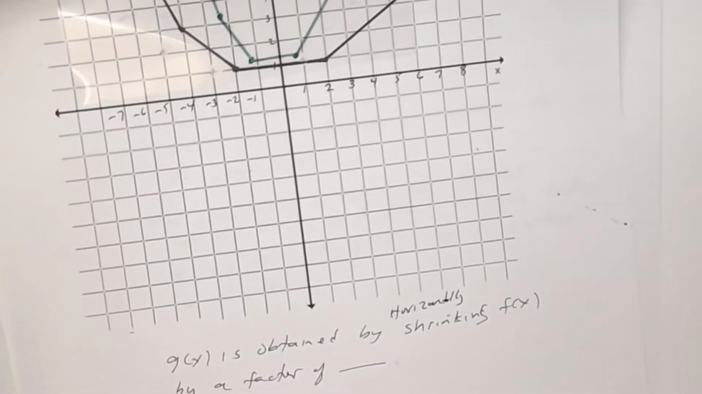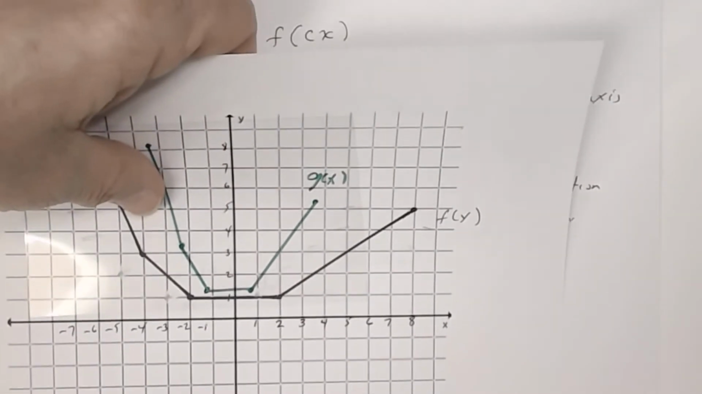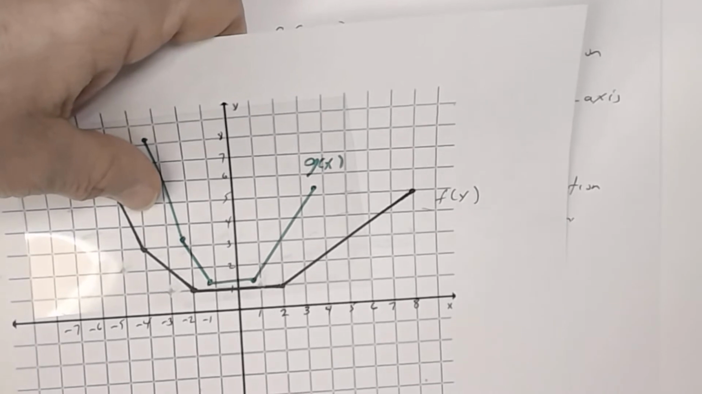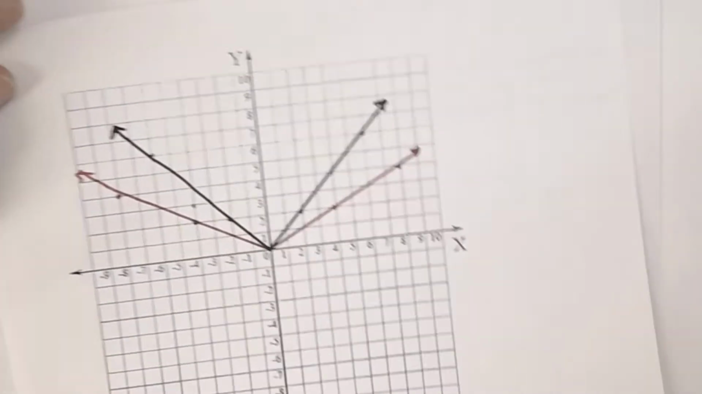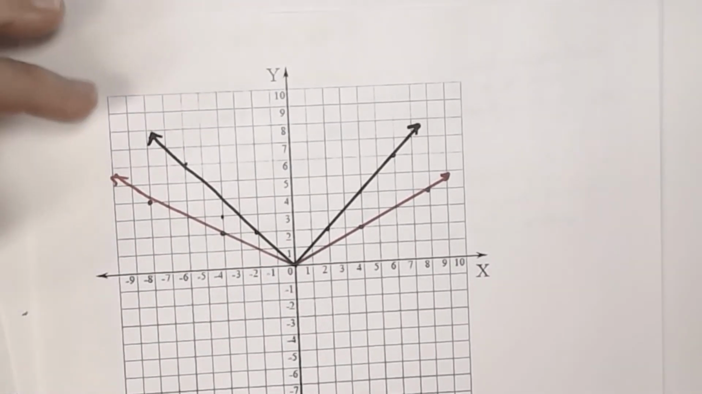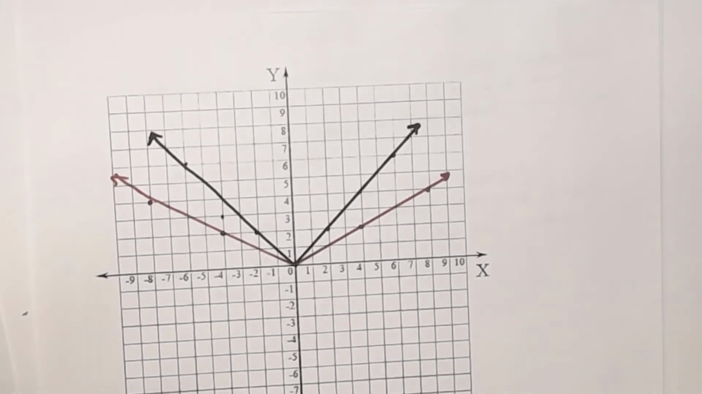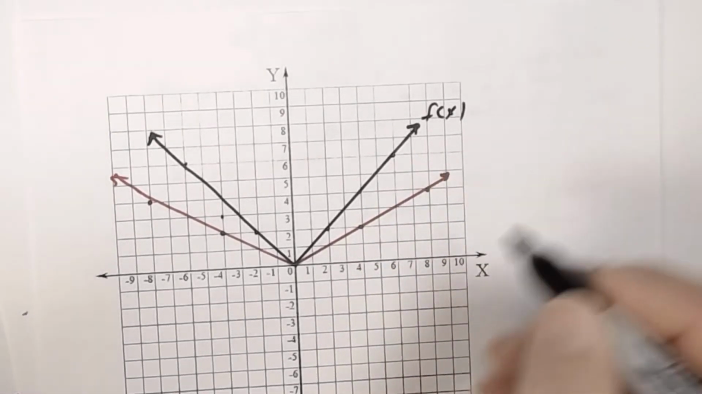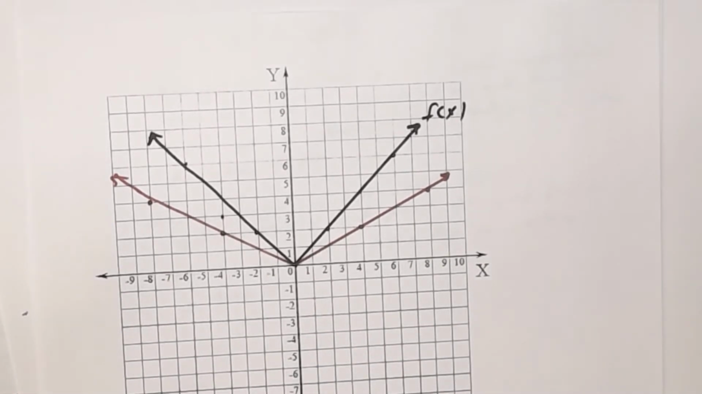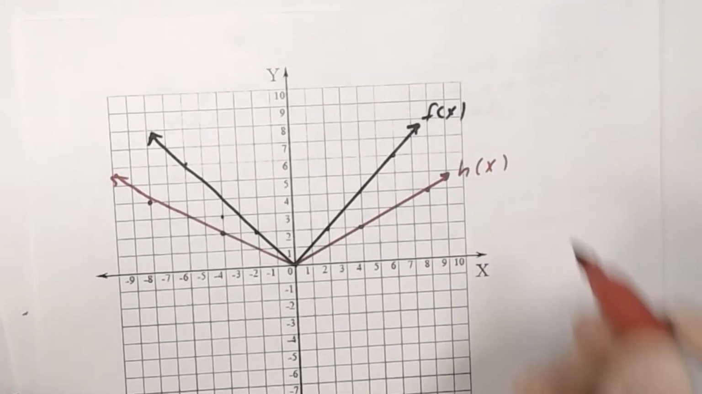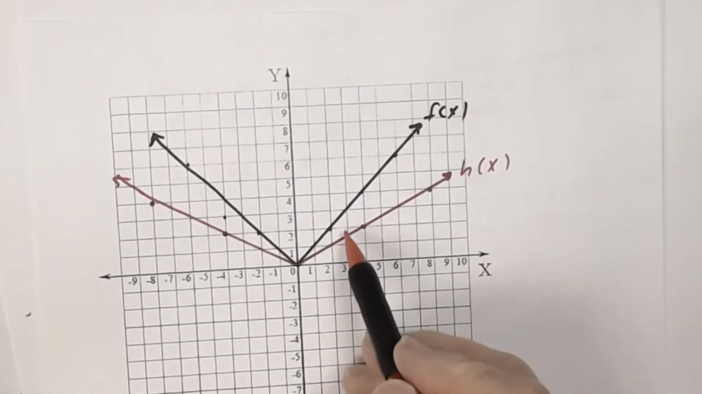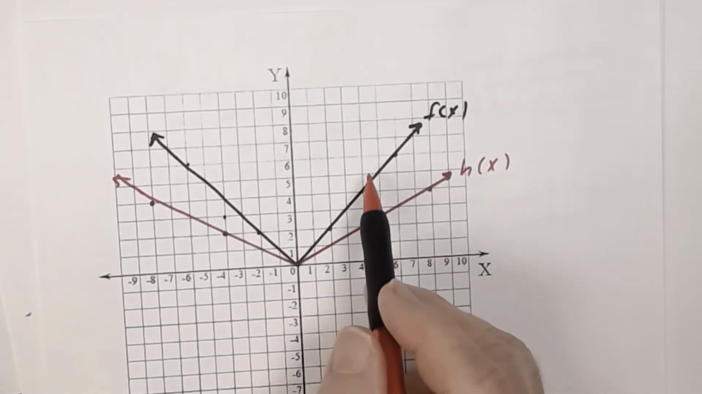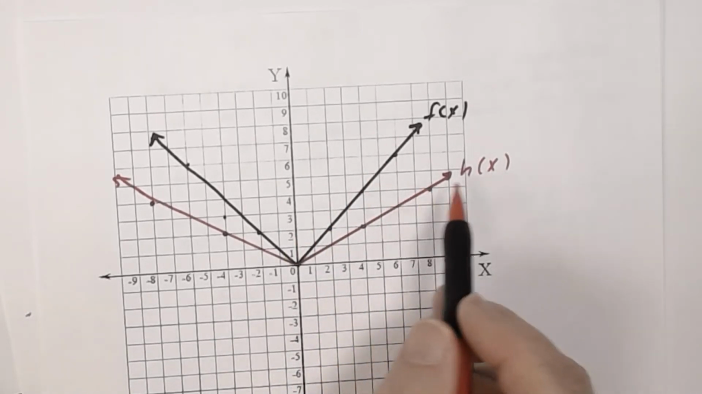Okay, now let's look at this one. We're going to talk about a stretch, a horizontal stretch. So let's look at this diagram. I have two graphs on here, one in black, one in red. The black function is going to be f of x. The red one we're going to call h of x. Let's call it a different function. What I want you to understand is that we're transforming f of x. We're going to take f of x and transform it to h of x.